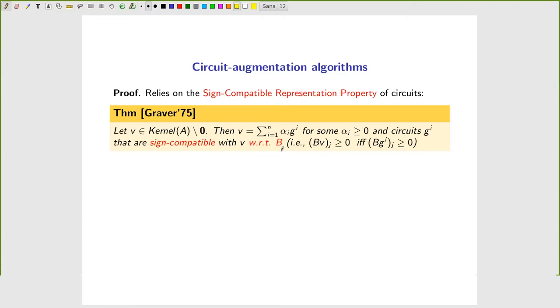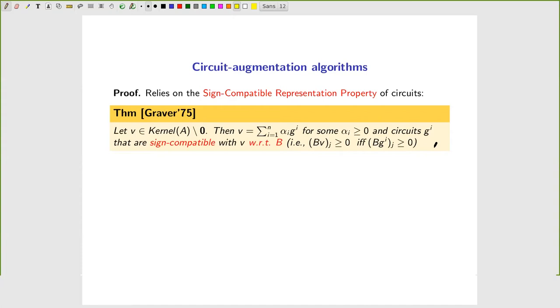B is the matrix of inequalities. What sign compatible means is the following. If you multiply B and v, and you look at any coordinate j, then this is going to be greater than or equal to zero if and only if you take g_i, multiply it by B, and this is also going to be greater than or equal to zero. At the moment, this condition might not mean much. It just seems a condition on vectors. I have a vector v, I'm expressing it as a conic combination of circuits, and I have this property that maybe you have no clue what it is saying. But let's try to see why this is helpful and what this is really saying.